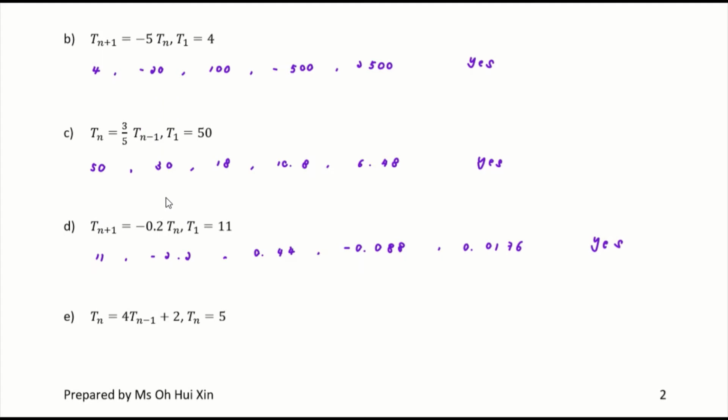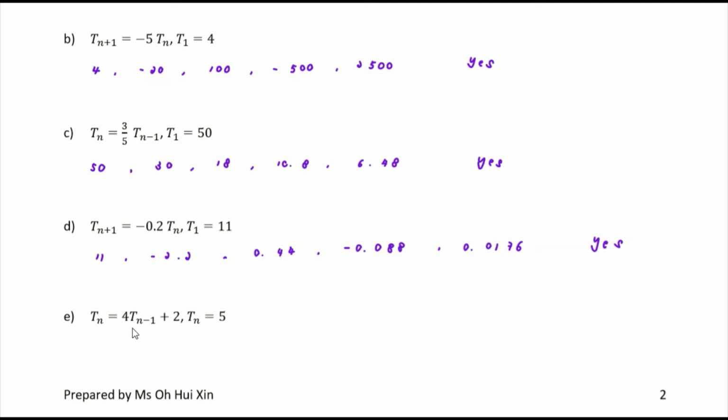Okay, E. You can see that for this case, how do you get the next term? It is multiplying by 4 and plus 2. Although adding together is like arithmetic and multiplying is like geometric, when you combine them together, it will be neither arithmetic nor geometric. So in this case it's a no.